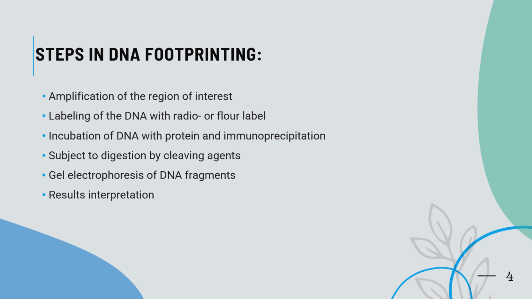The steps involved in DNA footprinting include amplification of the gene or the region of interest, labeling of the DNA with radio or fluor label, incubation of DNA with protein and immunoprecipitation, subjecting the amplified DNA to digestion by cleaving agents which can be enzymes like DNase 1 or exonuclease 3 or non-enzymes like hydroxyl radicals and UV irradiation, gel electrophoresis of DNA fragments, and results interpretation.